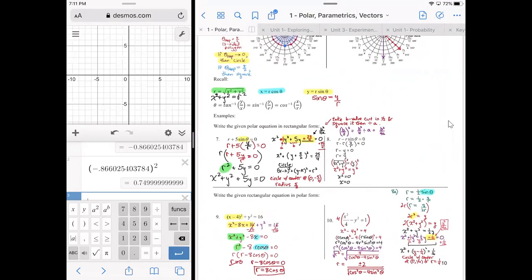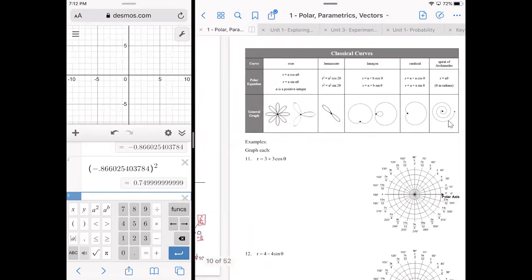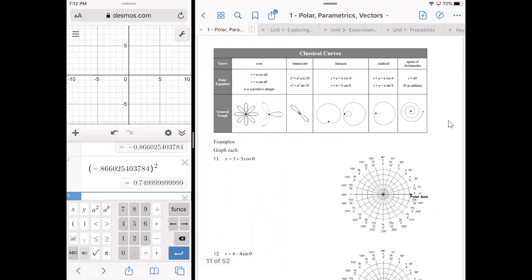All right, that is colorful stuff right there. Look at that. Anyway, next page we talk about what are known as classical curves. Right? Classical curves are really, really important in Calc 3. And you know what? Let me stop this recording.